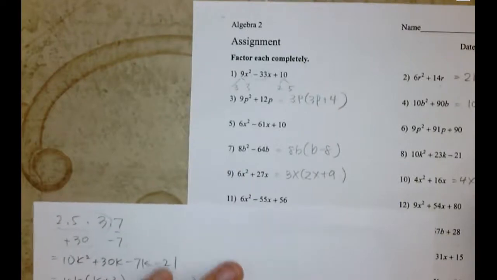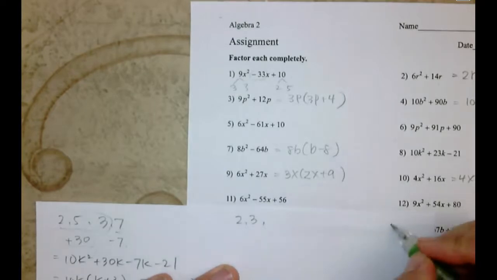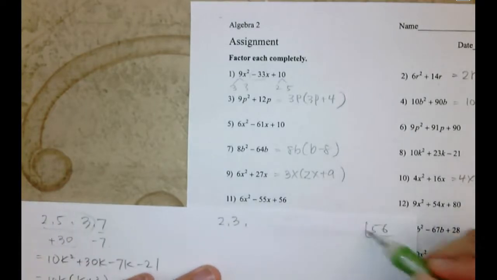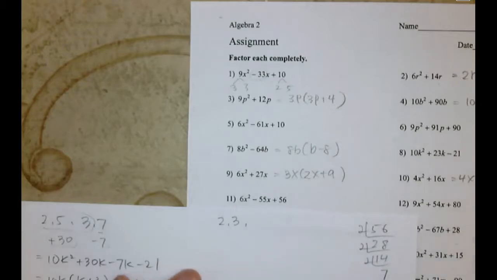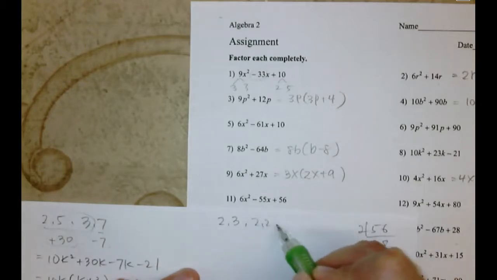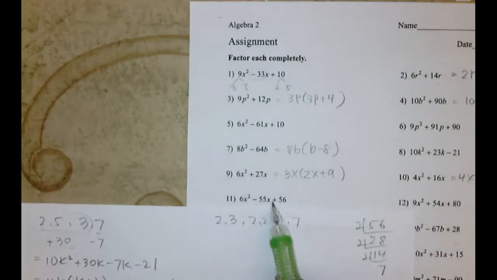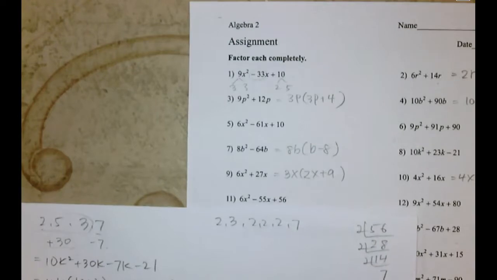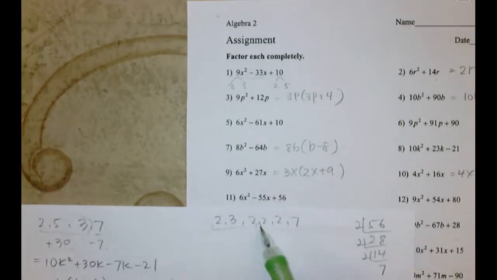All right, that's a trinomial. Let's try this one. Okay, so this one is 2, 3, and 56. Let's do it over here. 2, 28, 2, 14, 2, and 7. So you've got three 2s and the 7. And this is positive and this is negative, which means the two numbers are both negative, and we are looking for the numbers that add up to 55. All right, so let's try 3 and 3. So that's 6 plus 2.